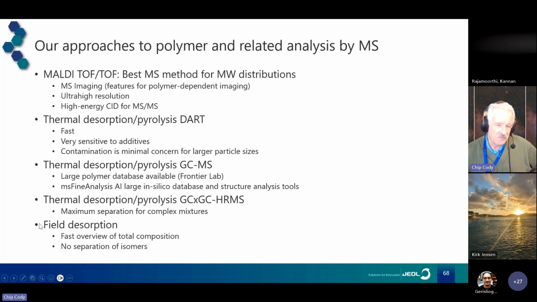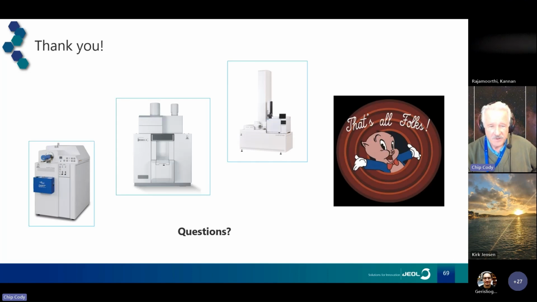And then finally, field desorption, which is no chromatography and no separation of isomers, but a really fast snapshot of the overall composition for additives and small things like the pump oil. So I think that's what I've got planned for today's talk. So I'll stop and see if there are any questions.